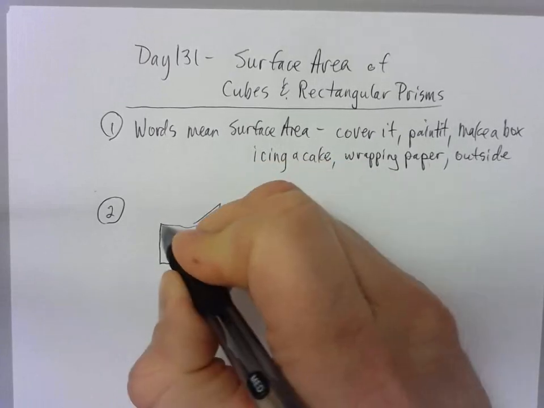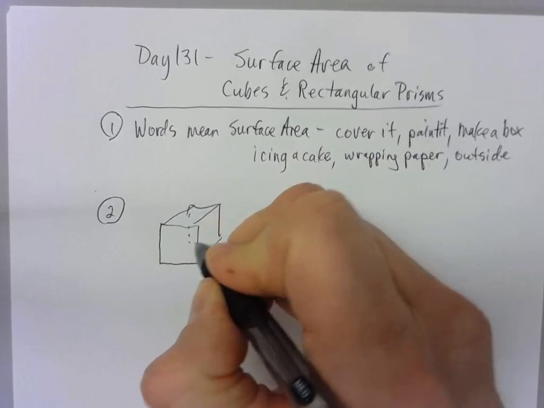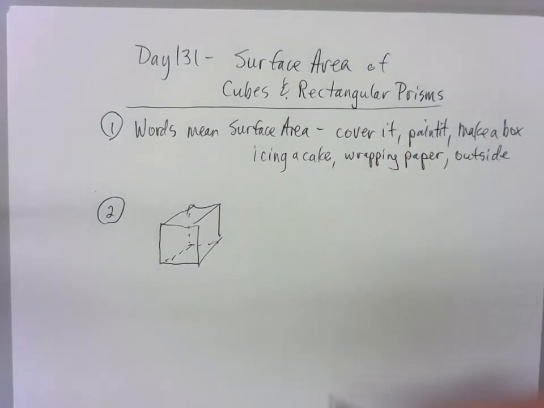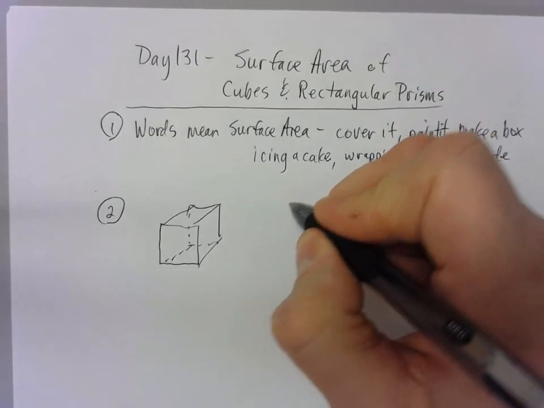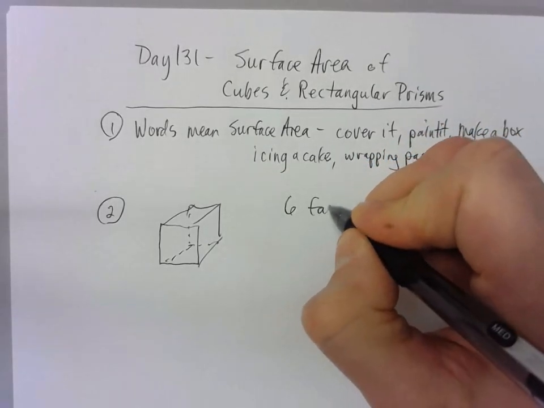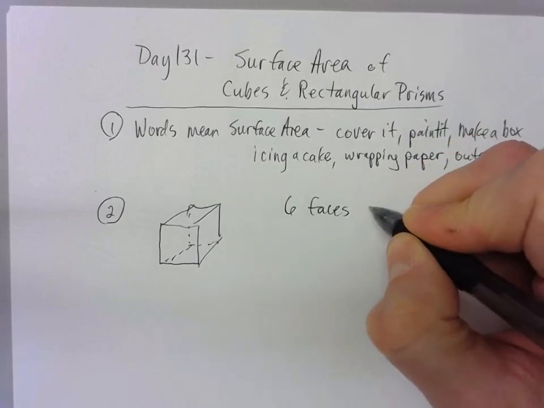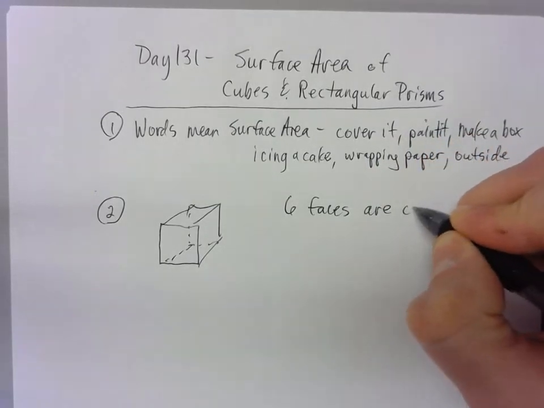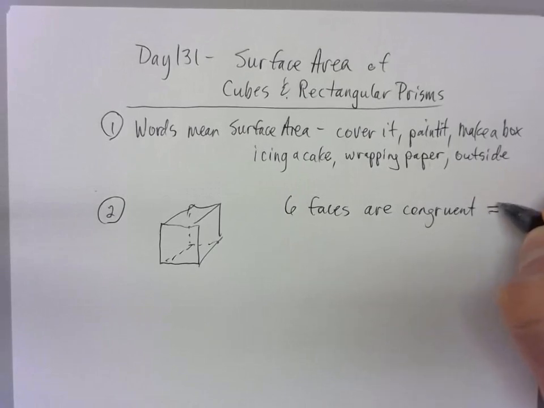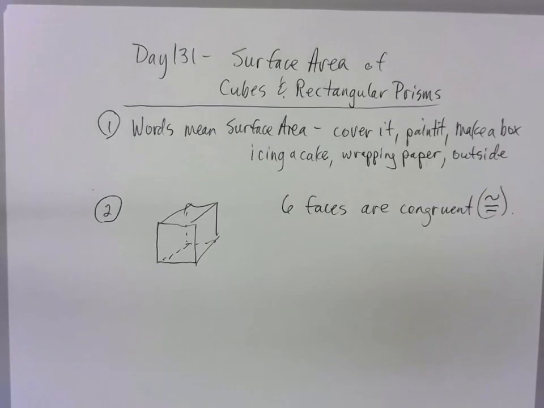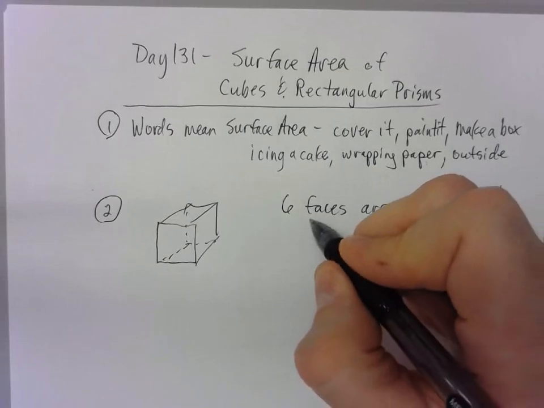So again, I'm just going to kind of draw these out 3D real fast for you so you can kind of get an idea. So just so you know, a cube has 6 faces, okay? And all 6 faces are congruent, okay? All 6 faces are the same. And the symbol for congruent, of course, is the little equal sign with a squiggly line over the top of it. So, of course, it's made up of 6 squares, okay?